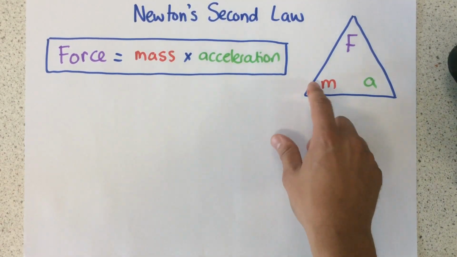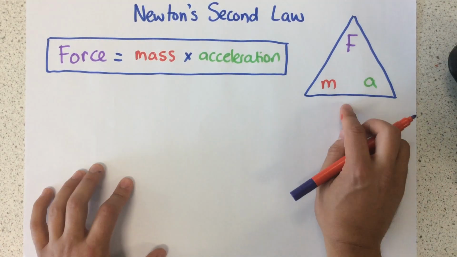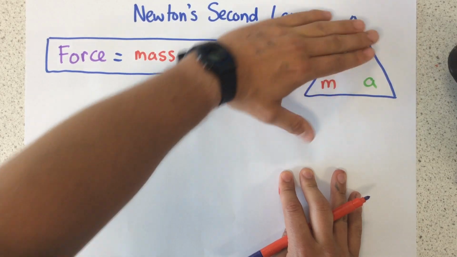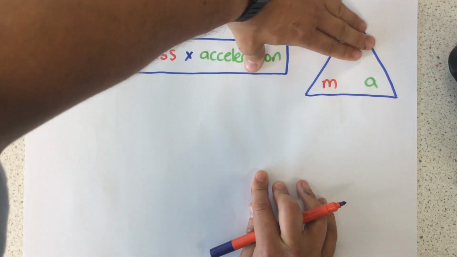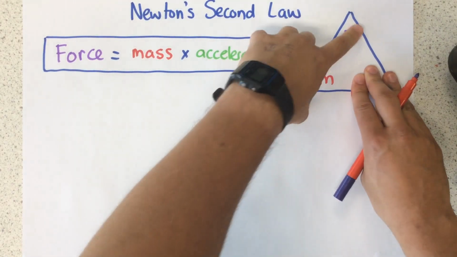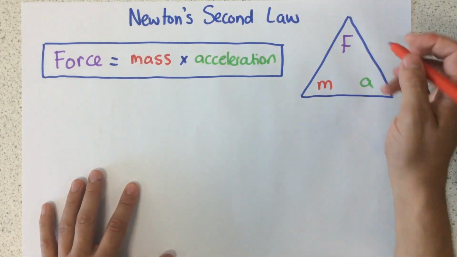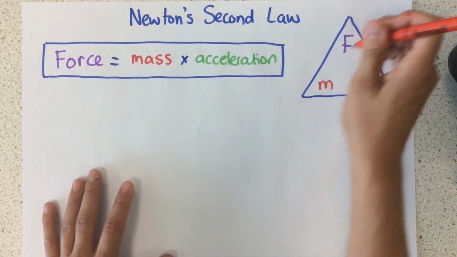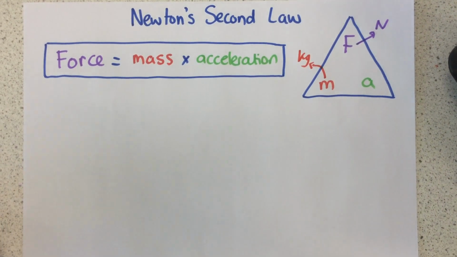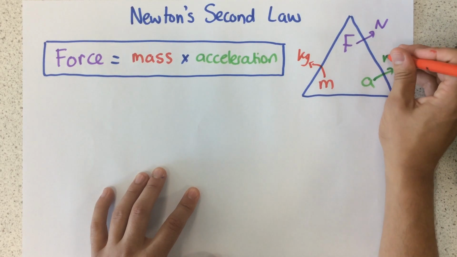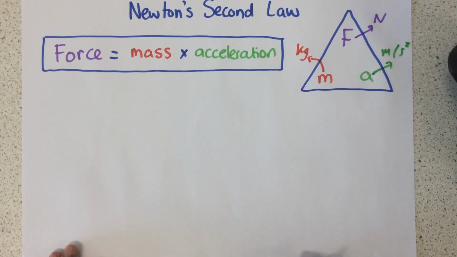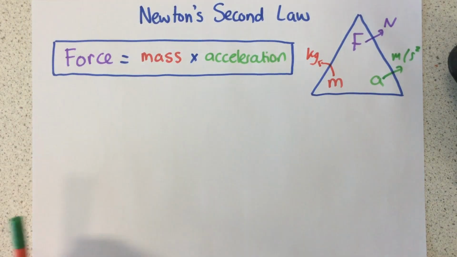We could also see it if we use this equation triangle. So mass equals force divided by acceleration. We've seen already that force equals mass times acceleration. And finally, to find acceleration, we need to do force divided by mass. So remember, force is measured in newtons, mass is measured in kilograms, and acceleration is measured in meters per second squared. So that's all very well and good, but how does it relate to real life?